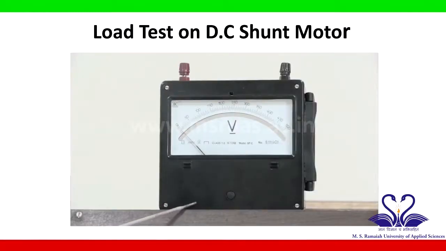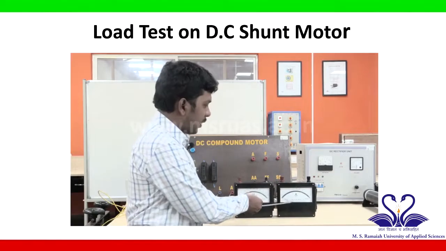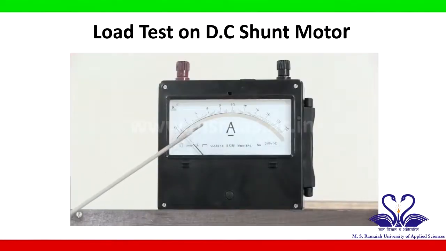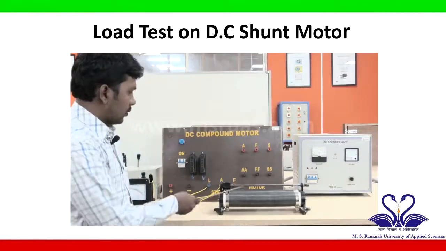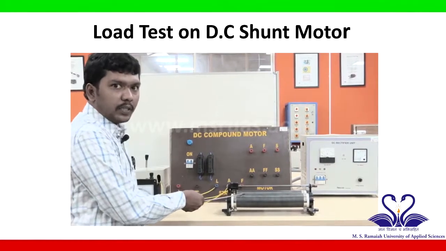This is DC voltmeter to measure the voltage. Here you can use 0 to 500 or 0 to 300 volts range. This is the DC ammeter, and here you have to use 0 to 20 amperes, and this is used to measure the current. This is variable resistance.